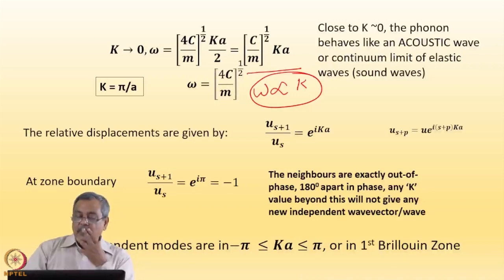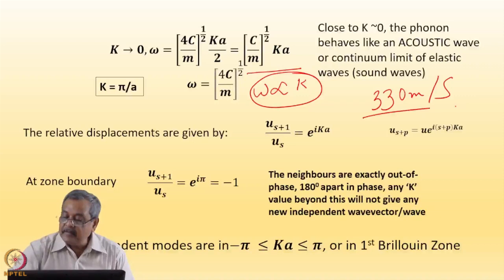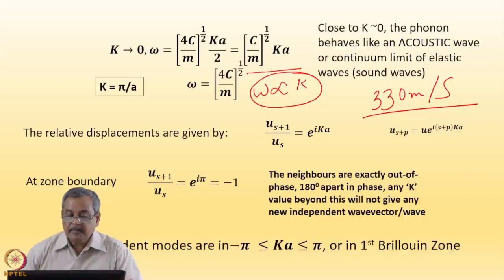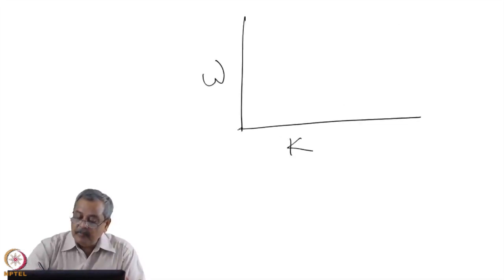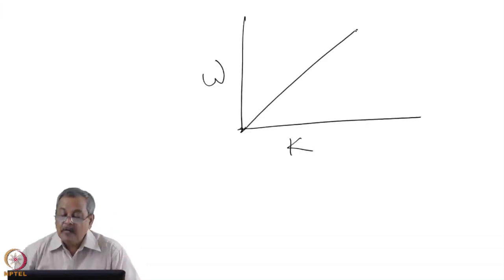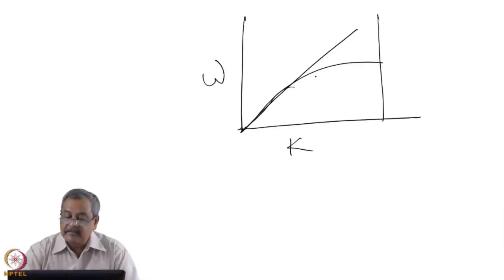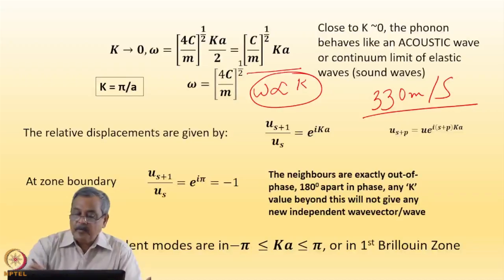So this is similar to, let us say, a sound wave propagating in a continuum medium. We know the sound wave velocity is 330 meters per second, and in this range there is no dispersion. When I mean dispersion, let me just draw it here, omega versus k: for a sound wave it goes like this. For our case, which is phonons, it is going like this. So when k goes to 0, it behaves like a sound wave in a continuum medium, a mechanical wave propagating in that, and that's why omega is proportional to k.